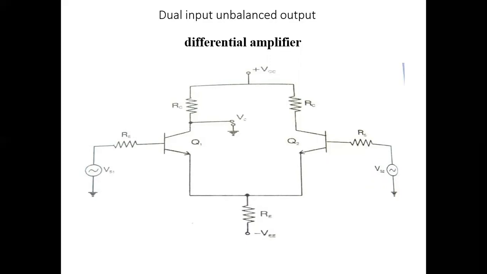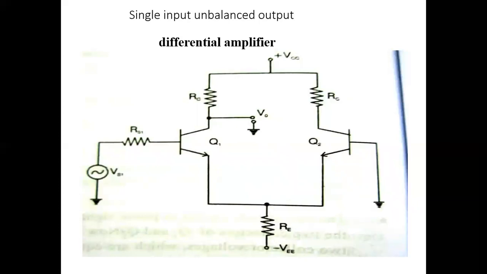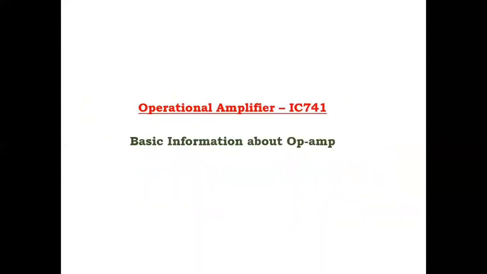Dual input unbalanced output: here we are giving two inputs, and unbalanced means we get the output from any one of the transistor output terminals. Next, single input balanced output: we give any one input, and balanced output means we take the common output. Next is single input unbalanced output: we give one input and take one side output. These are the basic differential amplifier concepts.